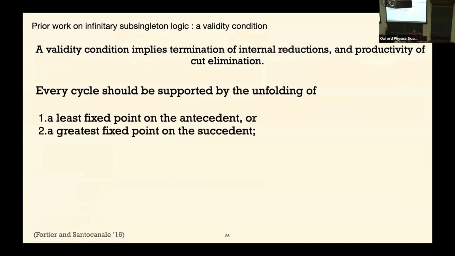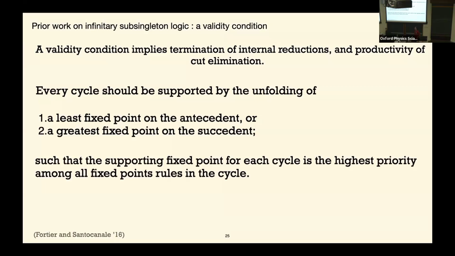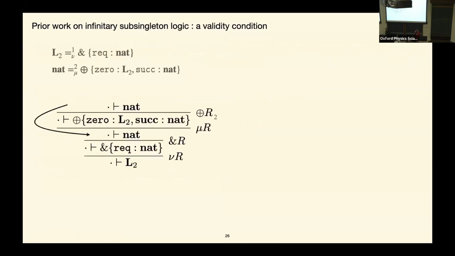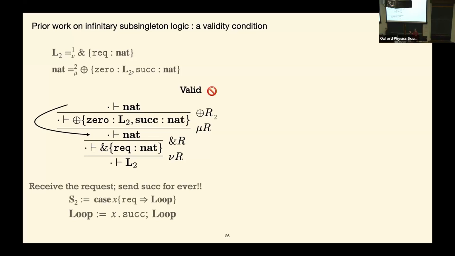Okay, so the validity condition basically says that each cycle has to be supported by the unfolding of a least fixed point on the left or a greatest fixed point on the right, with one side condition: the supporting fixed point for each cycle has to have the highest priority. In the next slide, I'll try to explain why this makes sense. Here I put the derivation corresponding to the bad implementation of the tier 2 server. We have one cycle, and the only fixed point that occurs in that cycle is mu right, which is not good enough for our validity condition. So this is considered invalid, and we want that.